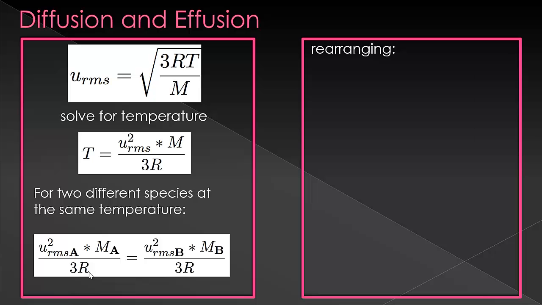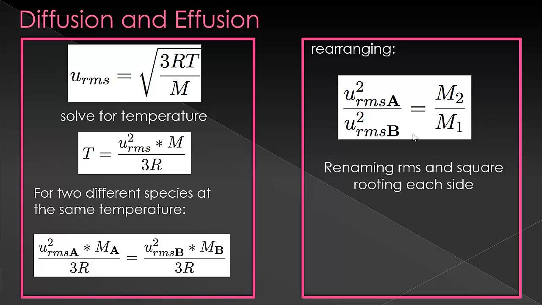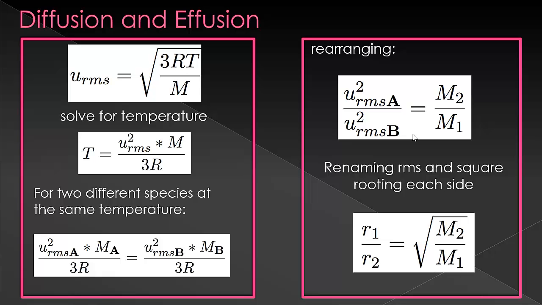And now what we can do is we can say, well, wait, if we have 3R here and 3R here, those cancel away, leaving us with just this numerator. And now we can rearrange this. So why would I want to do this? Well, let's do one more further rearrangement, and I think you'll see. So now I've taken the square root of both sides, and so we have the ratio of the speeds of the molecules equal to the ratio of the masses.